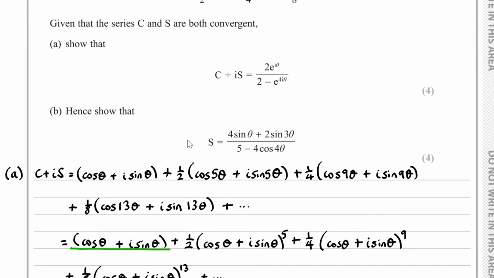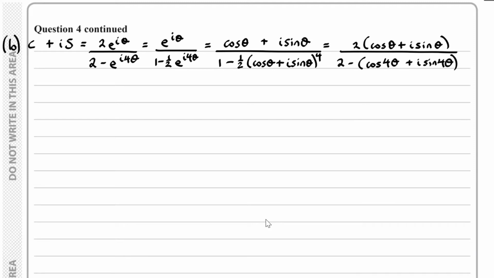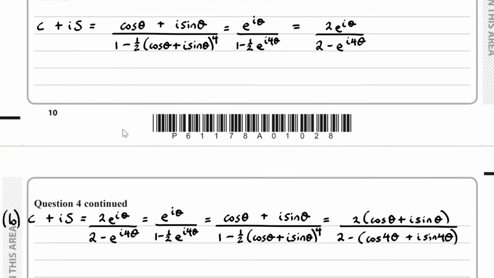And now for part B, hence show that S is equal to 4 sine theta plus 2 sine of 3 theta over 5 minus 4 cos of 4 theta. Bit of a difficult question. So for part B, we already know that C plus iS is equal to 2e to the i theta over 2 minus e to the i 4 theta, which is the same as, from here, cos theta plus i sine theta over 1 minus 1/2 of (cos theta plus i sine theta) to the power of 4.